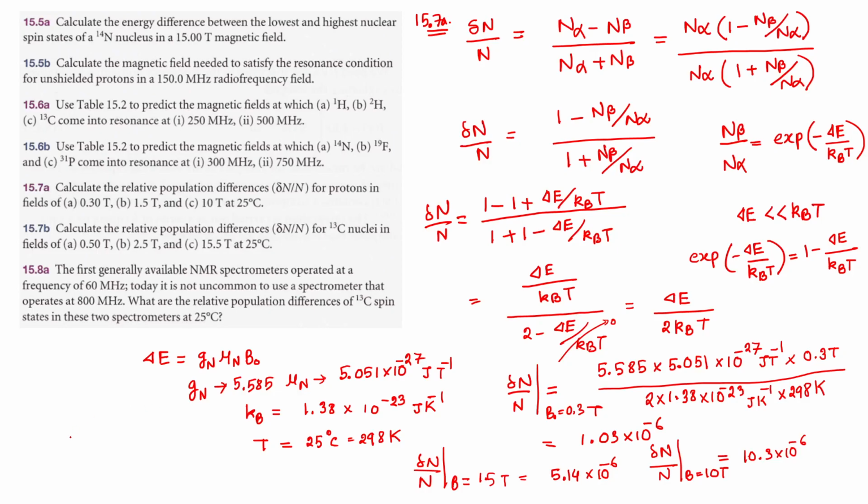Okay, no, I have written it wrong. I'm very sorry for that. For 10 Tesla it is 3.43 into 10 to the minus 5. Okay, so that's how you will be able to solve the next problems.